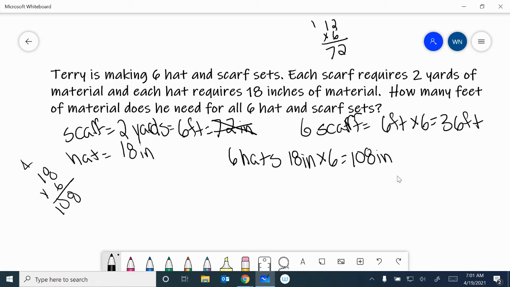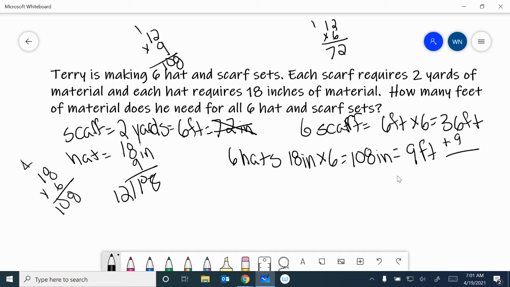So we've got 36 feet plus 108 inches. Let's go ahead and turn our 108 inches into feet. So what we're going to do is 108 divided by 12. And this is one of those that you just have to know. So let's try 12 times 9. 2 times 9 is 18. There it is. 12 can go into 108 9 times. So I know that 108 inches equals 9 feet. So I'm going to add my 36 feet plus my 9 feet. Since it's a hat and scarf set, 6 plus 9 is 15. That gets me 45 feet of material.